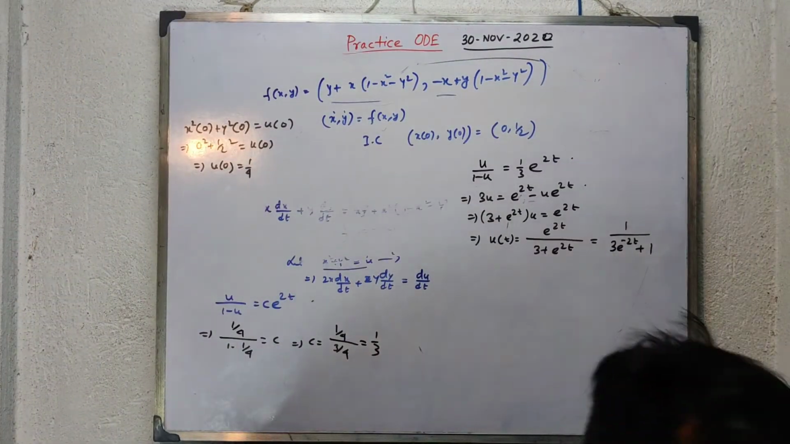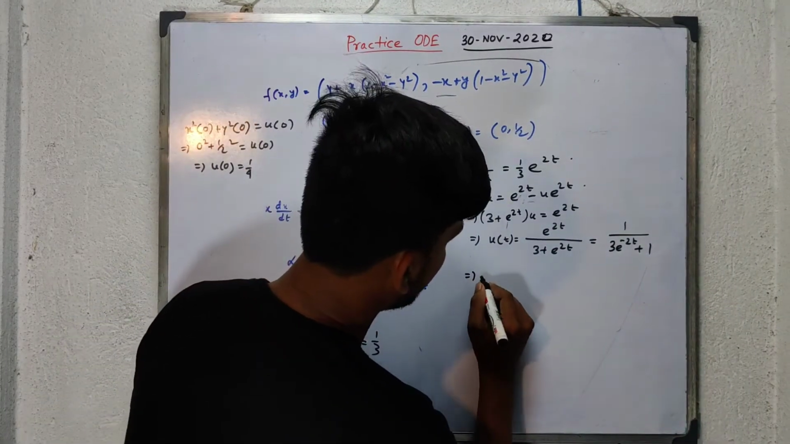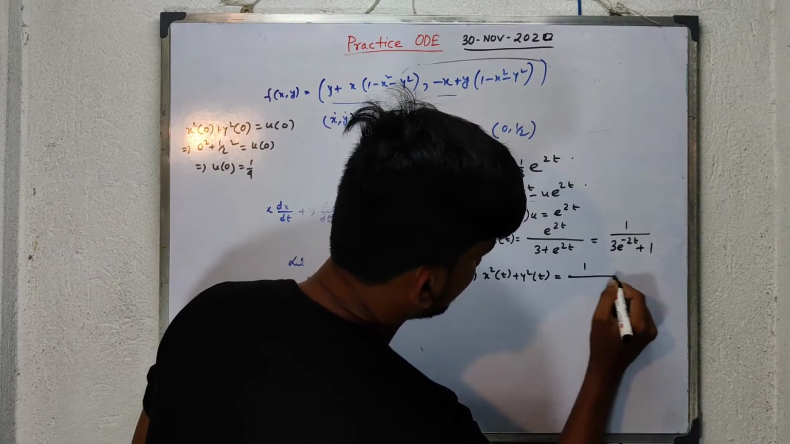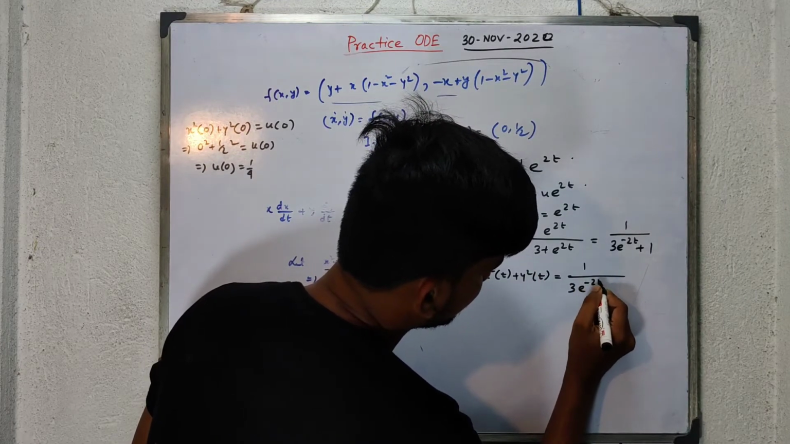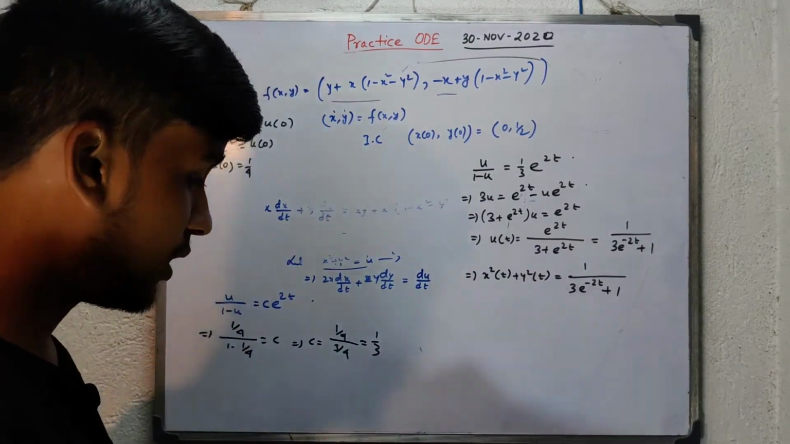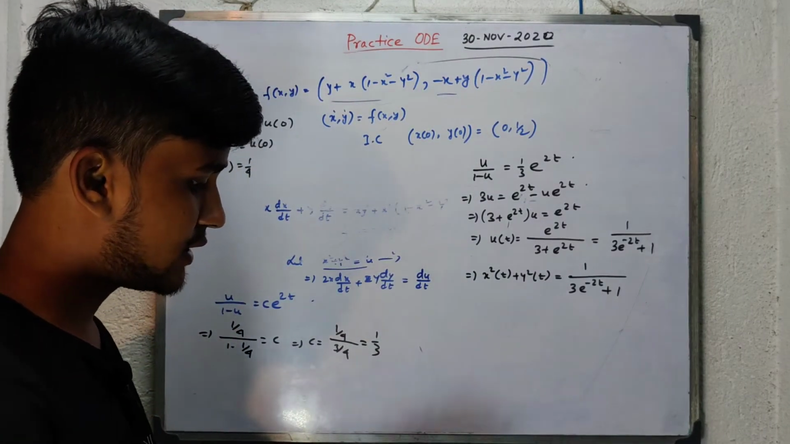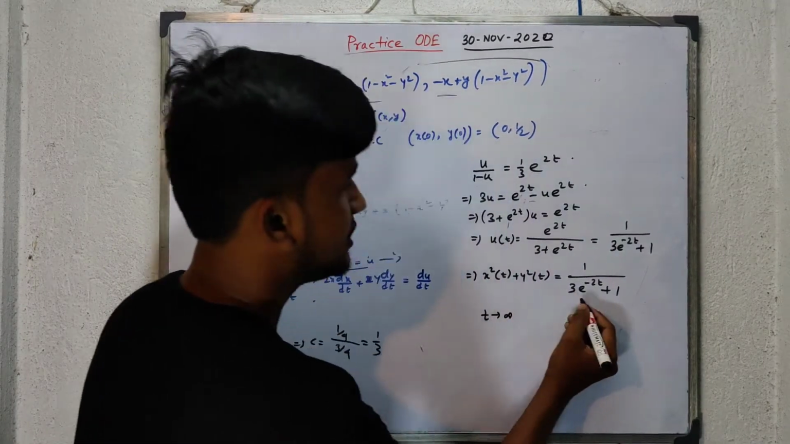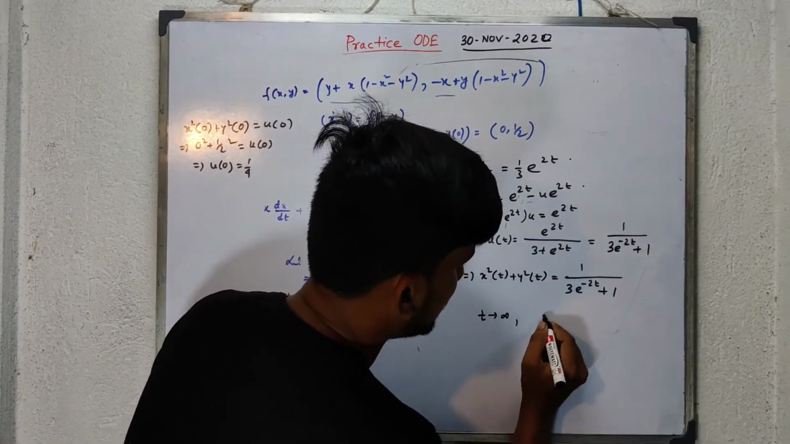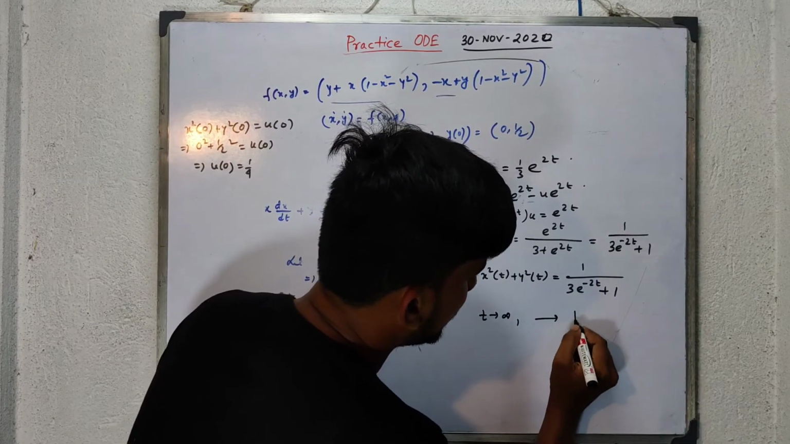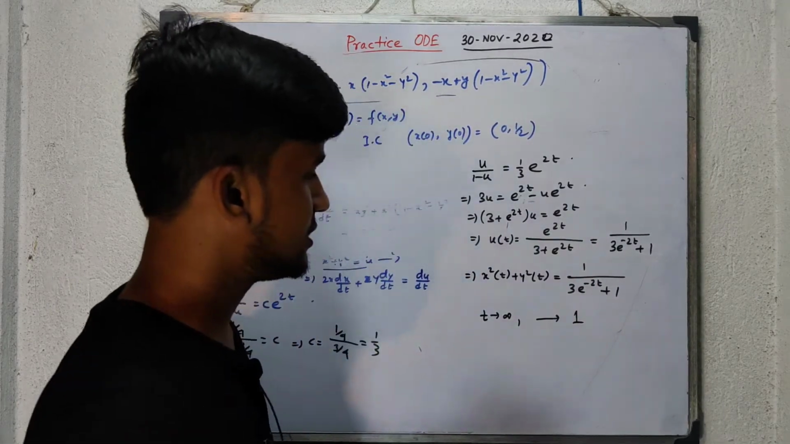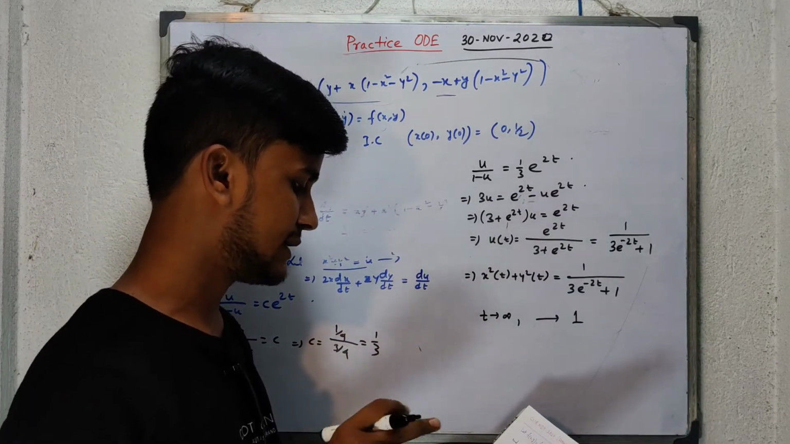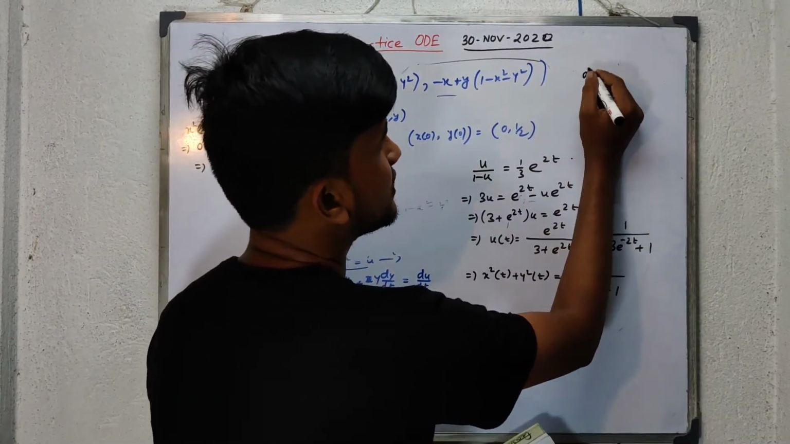Now what u(t) means: x square t plus y square t is equal to 1 by 3 e to the power minus 2t plus 1. Now option 1 says that x square t plus y square t tends to infinity, but as t tends to infinity, this term goes to 1. The option says it tends to infinity, which is not correct. That means option A is false.